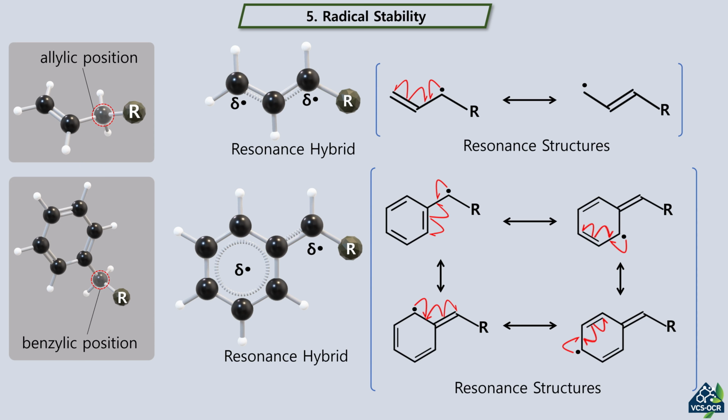Even greater stability is achieved through resonance stabilization. In allylic and benzylic positions, the unpaired electron in the p orbital overlaps directly with adjacent pi systems. Delocalizing the single electron across multiple carbons drastically lowers the overall energy of the radical, making allylic and benzylic C-H bonds relatively easy to cleave.